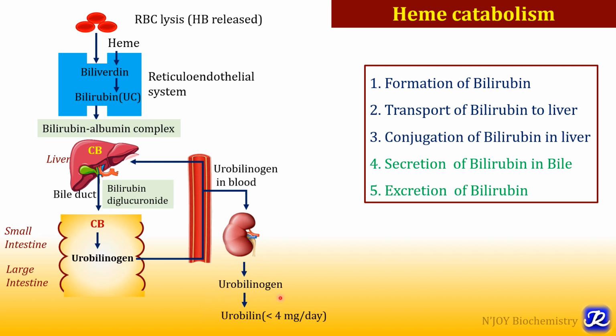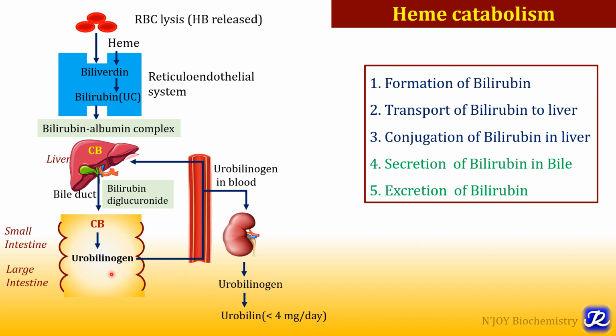So this urobilinogen is actually a colorless compound, but on oxidation it becomes urobilin, and excretion of urobilin is less than 4 mg per day in the urine. So the normal color of urine is due to this urobilin.